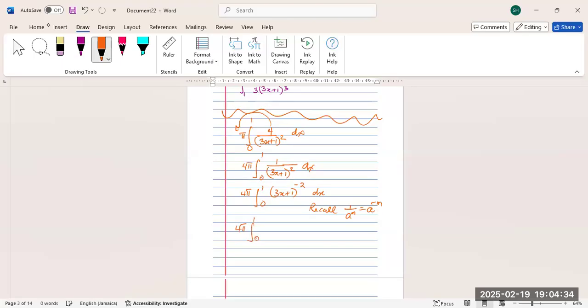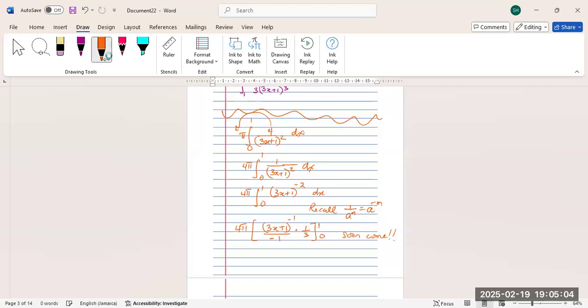So it's 4 pi, from 0 to 1. We're adding 1 to the power because I'm integrating. So it's 4 pi times 3x plus 1 to the negative 1 divided by negative 1, times the reciprocal of the differential of the inside. What's the differential of the inside? The differential is 3. Yes, sir. So we're going to multiply it by a third.